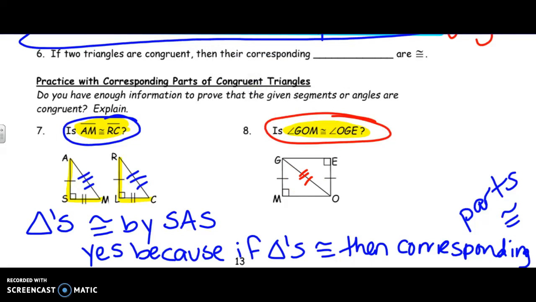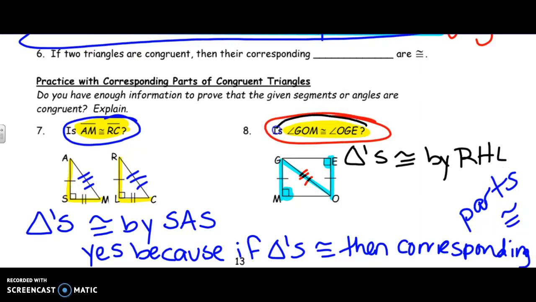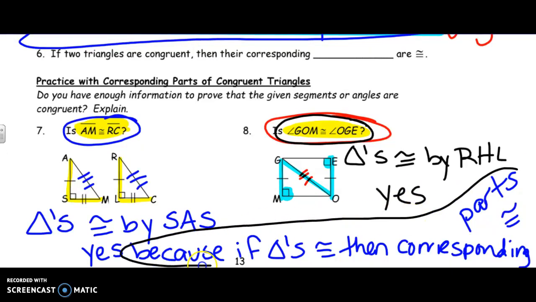So it looks like I've got a side, a right angle, and the same thing here. This is RHL. So the triangles are congruent by RHL, which means everything else is going to end up being congruent. Is GOM in the same spot as OGE? Yes, it is. And the reason would be, well, same thing I wrote in the last problem.